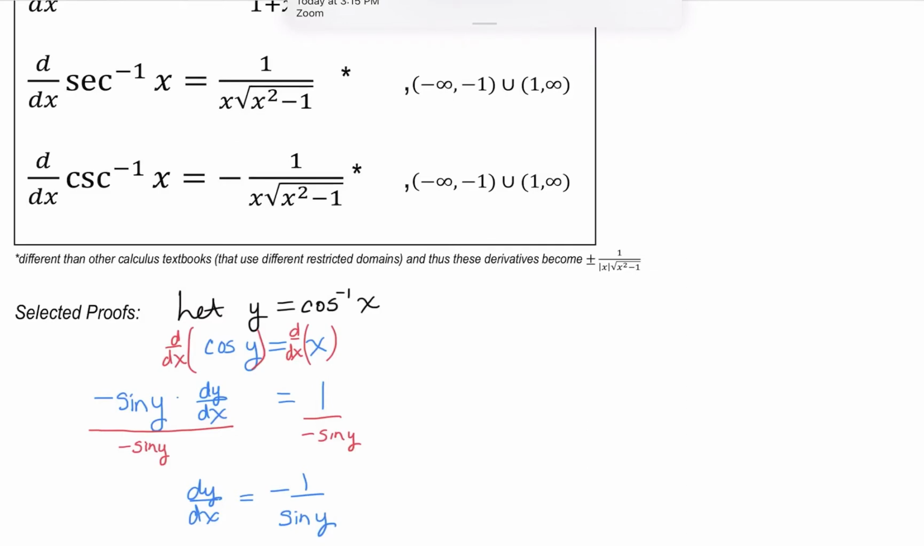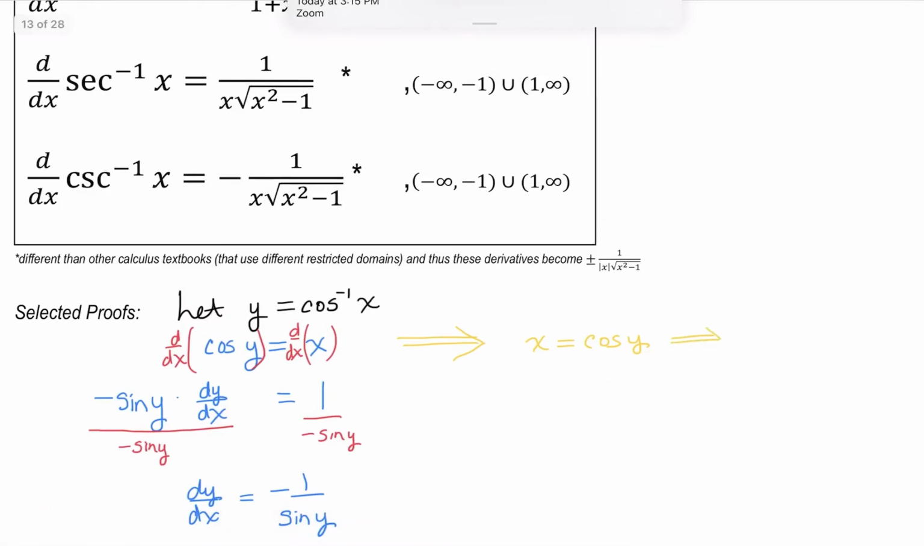What we want to think about is going back up to this step right here. If x is equal to cosine of y, let's even say cosine of, oops, I meant to put that over 1 on the other side.